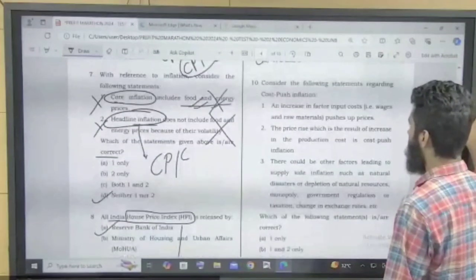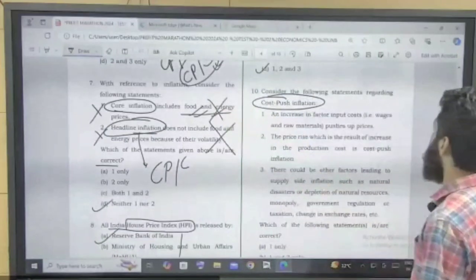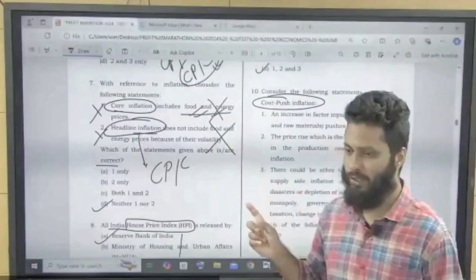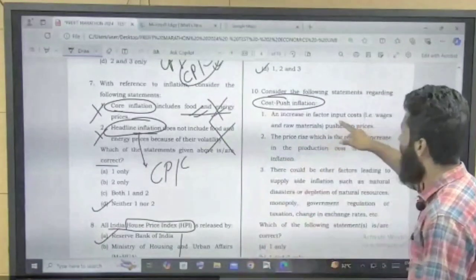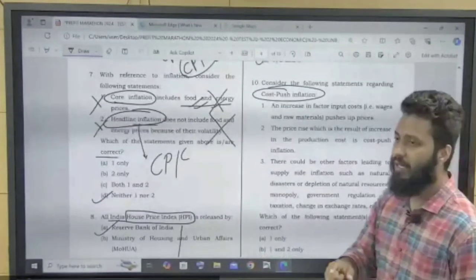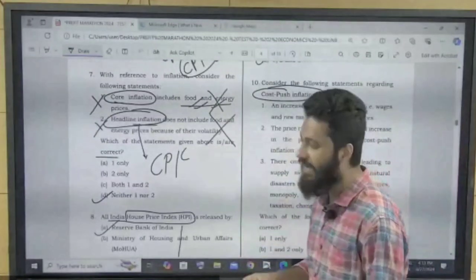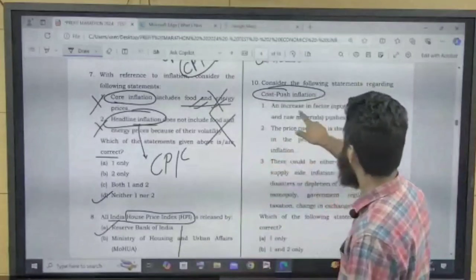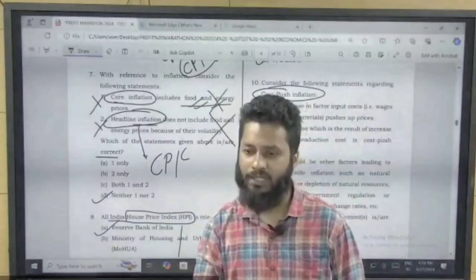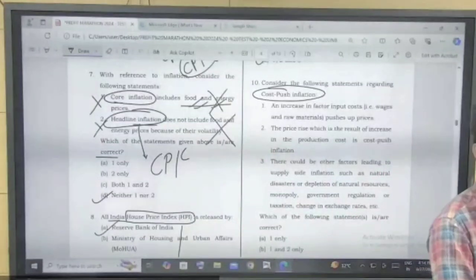Now this is cost push inflation. The idea in this question is that there are two types of inflation based on this concept: one is demand pull inflation, one is cost push inflation. Cost push inflation is also known as structural inflation or supply side inflation. For example, if the government is taxing heavily, the price will shoot up.